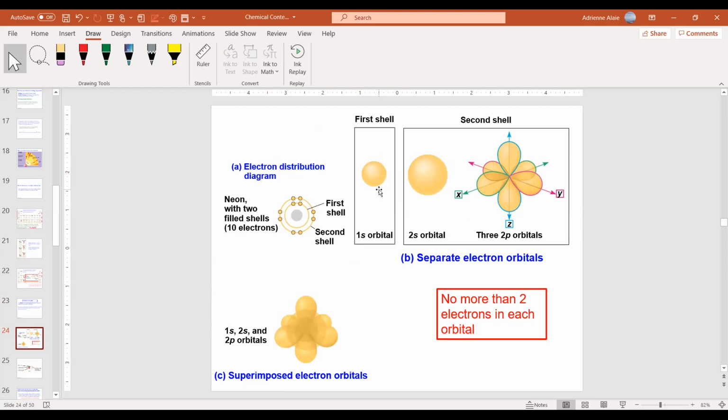Okay, so the second shell actually has multiple orbitals, right? The 2s orbital, it's called, because we're in the second shell. The 1 comes from the first shell, so it's the 1s orbital. In the second shell, you'll notice that there's a 2 in front of everything. So it has one 2s orbital and three 2p orbitals, and the orbitals are at different angles. The p orbitals are dumbbell shaped.